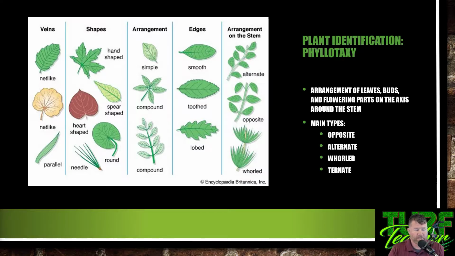We study the veins, we study the shapes, the arrangement, the edges, the arrangement on the stem, even the margins. But look at the veins. There is a net-like vein. There are two different ways that they can appear, and then they're parallel, more so like in your turfgrass species.